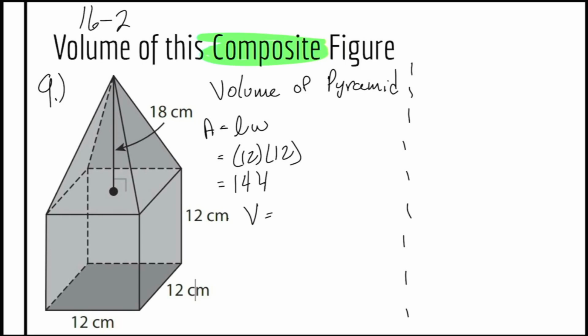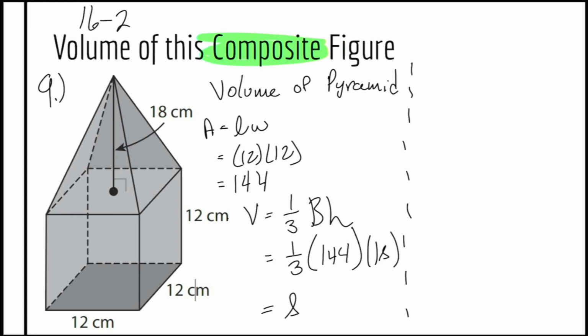So we're going to plug that into our volume formula, which is 1/3 big B H. So we're going to have 1/3 big B, the area of the base, which you just figured out is 144, times a height of 18. We're going to plug that into the calculator: 144 times 18 divided by 3. It's going to give us 864. All right, so that was the volume of the pyramid.